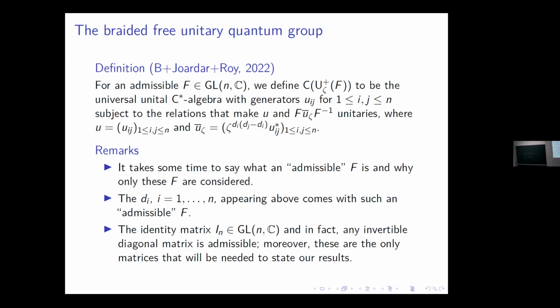So to say it to be a braided compact quantum group, we still need the three things. So I have got the C*-algebra. It still remains to get the T action and the co-multiplication.